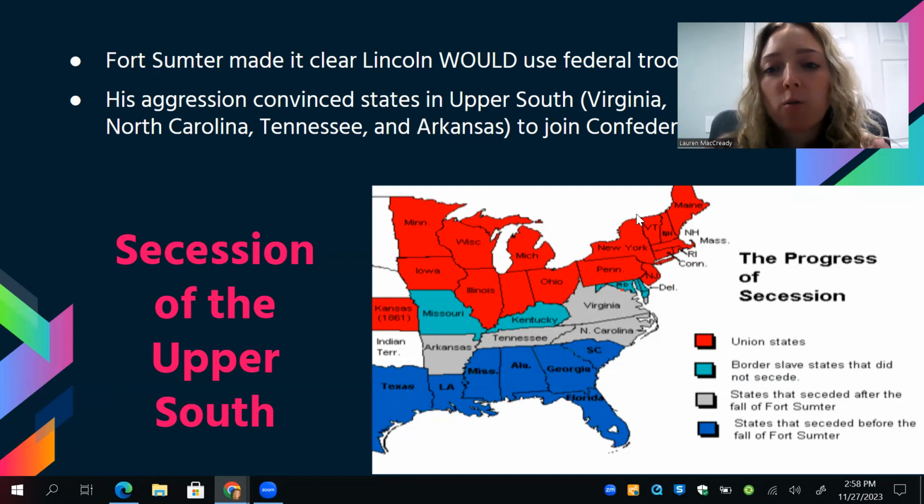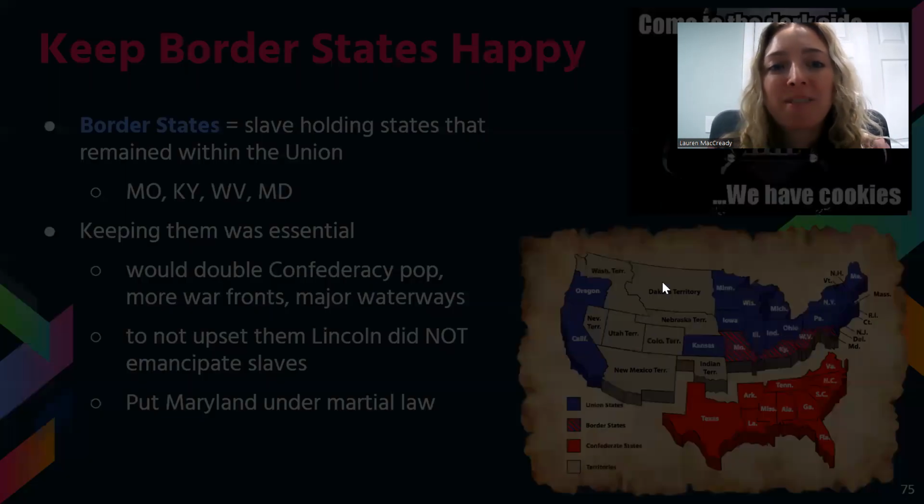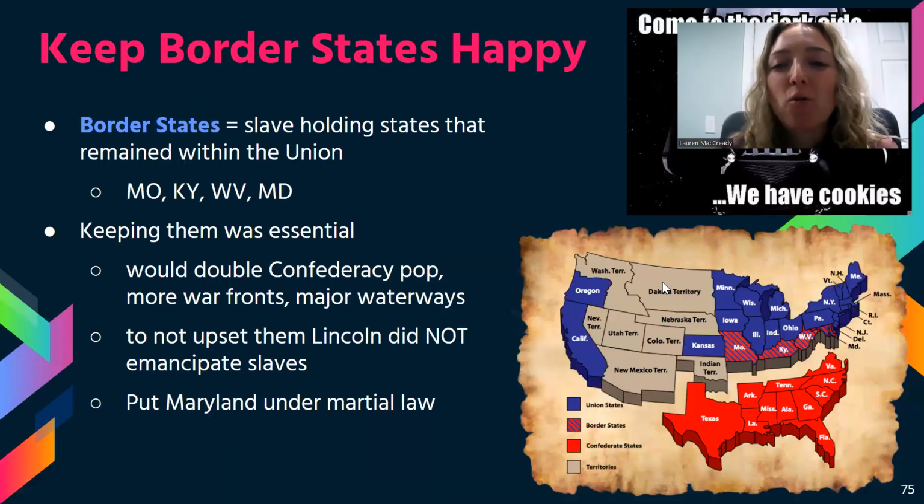The border states, the ones in blue right here, these four, I'll talk about them in a second, but they're not going anywhere. These border states are slaveholding states. You can also see them in the checker down here. They're slaveholding states that remain within the Union, either by choice or by force. So what happened here?